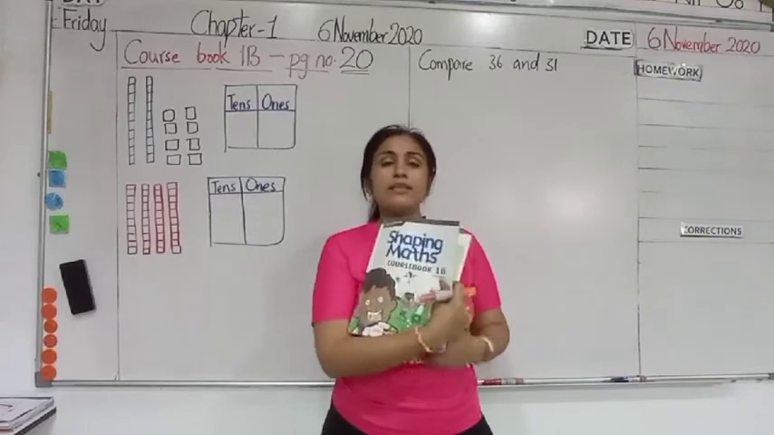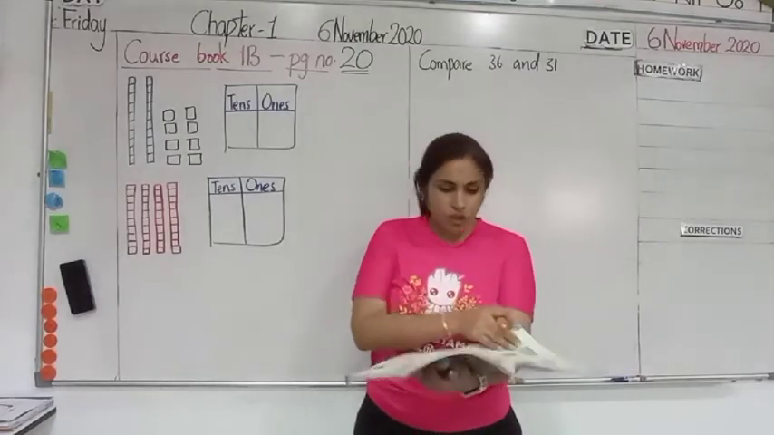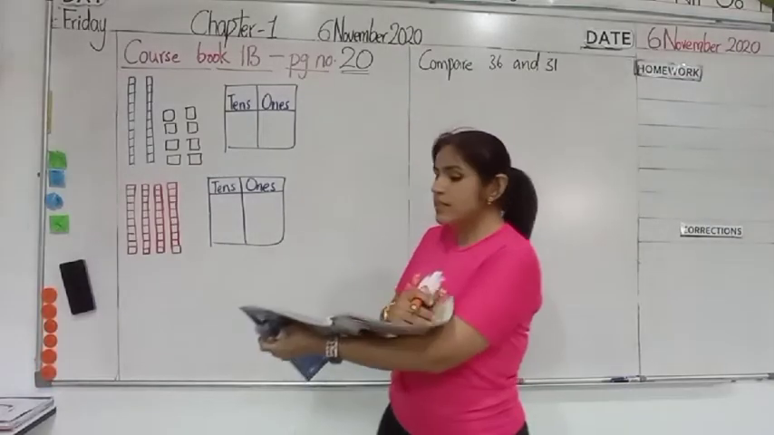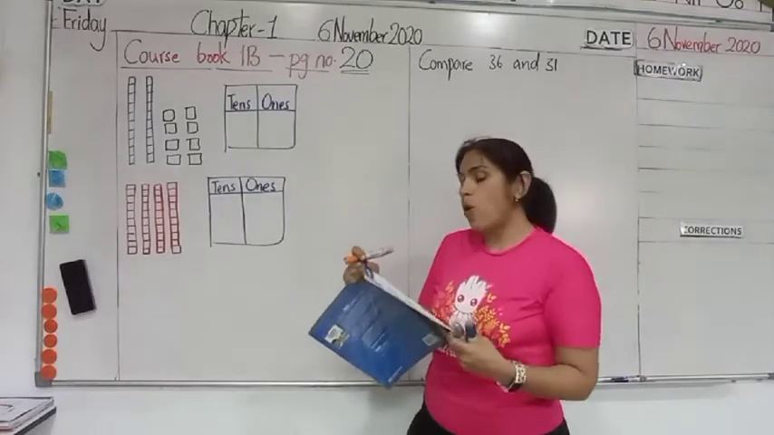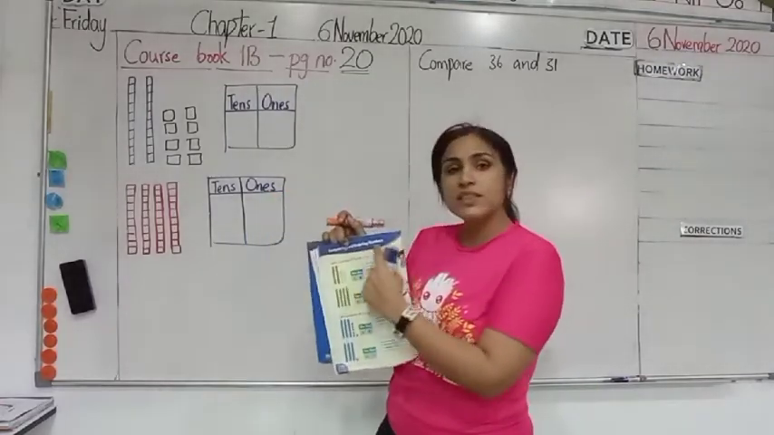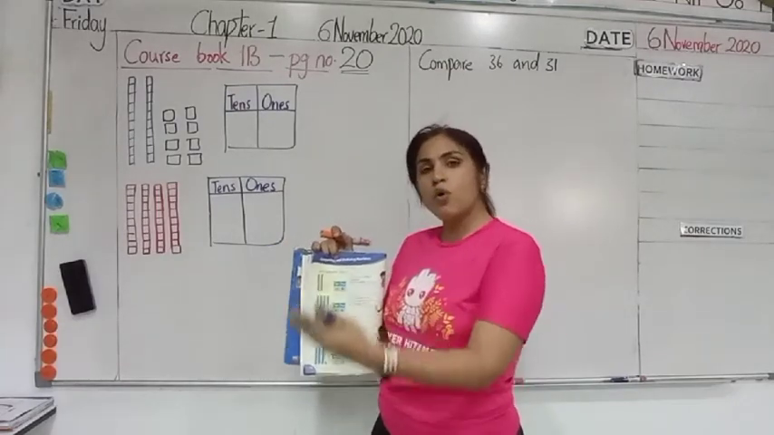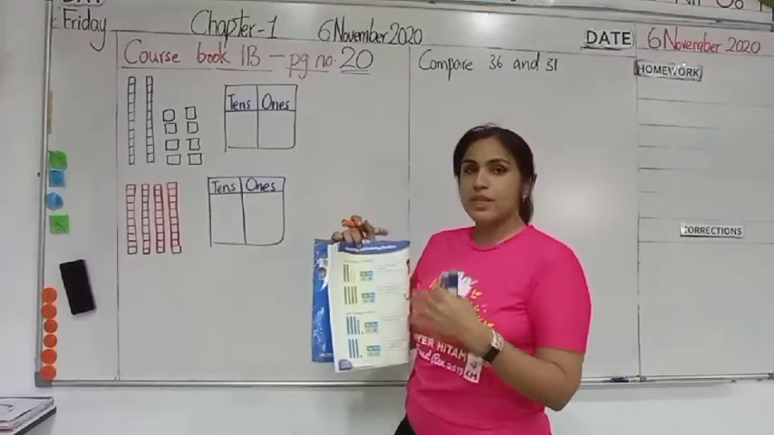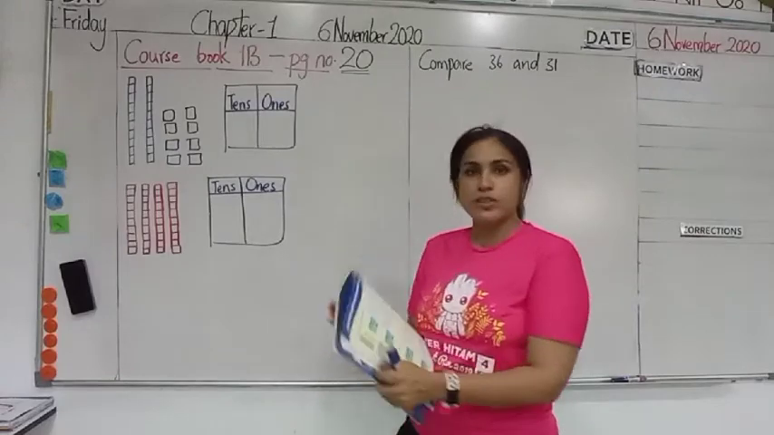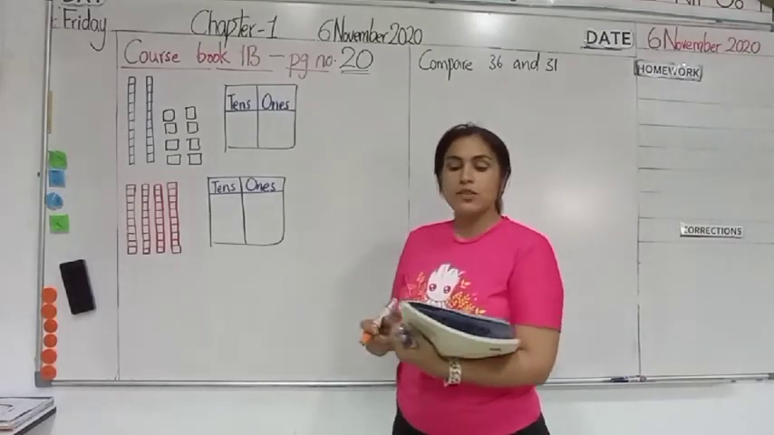Alright, let's start our lesson with Shaping Maths Course Book 1B, page number 20. Today's topic is comparing and ordering numbers. We are going to compare, and then we order the numbers according to greater to smaller or smaller to greater. So that is ordering. Comparing is which is greater, which is smaller, which is big, which is small.